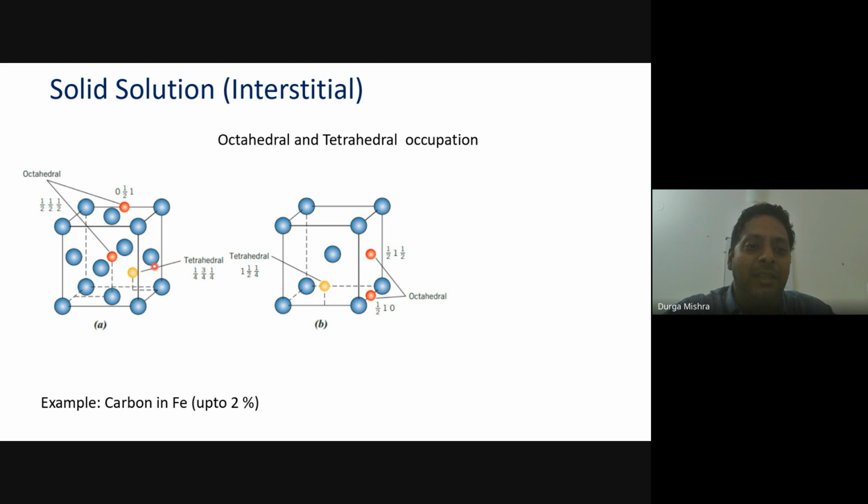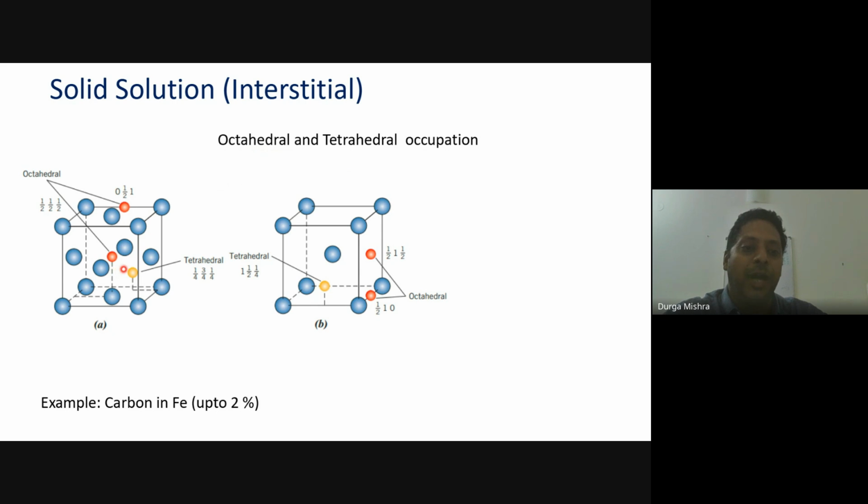So in general, there are two such interstitial positions that an atom can occupy. One is called octahedral, the other one is called tetrahedral. So you have two possible sites: the octahedral site and the tetrahedral site. The position where this atom can go is also quite well defined, so it cannot go to any position.